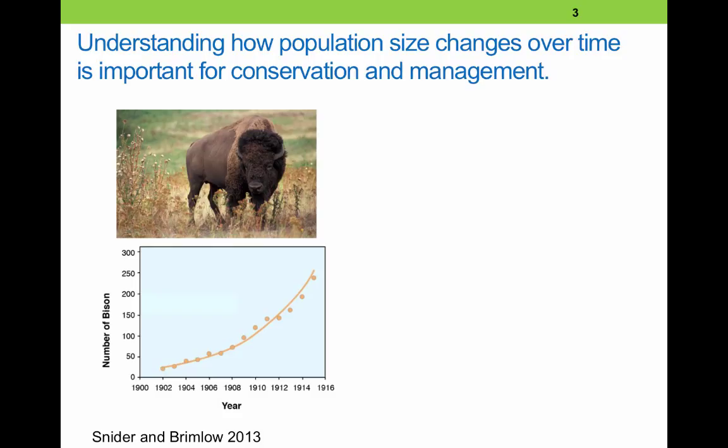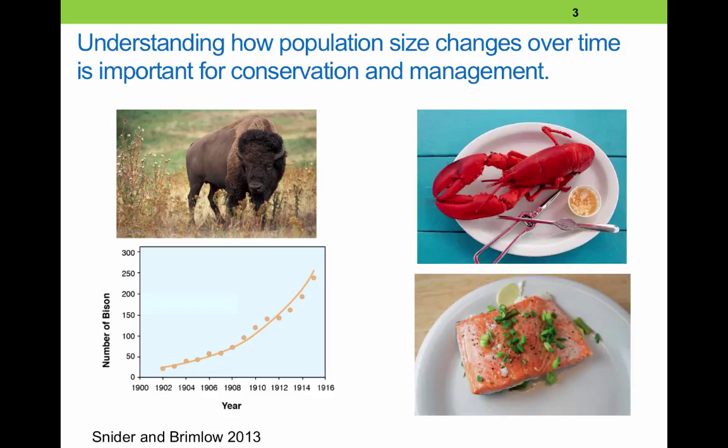We also want to manage populations of organisms that we use as resources. We harvest a variety of organisms for food, such as lobster and salmon, and many more terrestrial and aquatic plants and animals. Obviously, you need to be careful when you harvest individuals because you don't want to leave too few so that the population goes extinct.